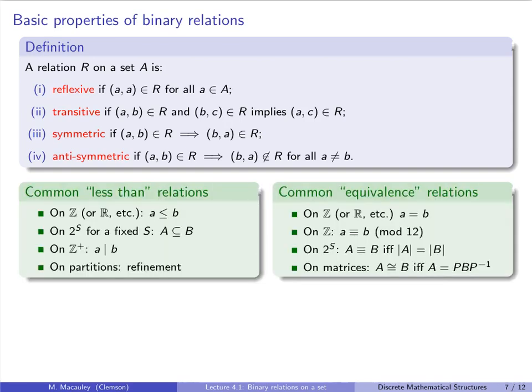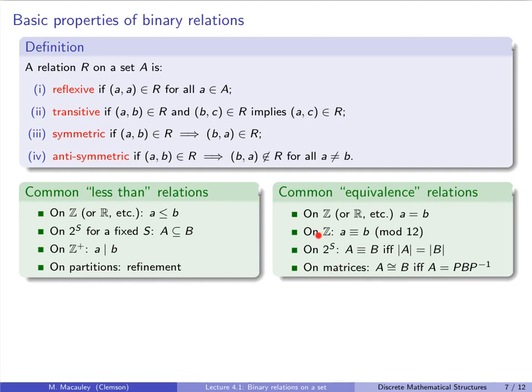Let's now turn our attention back to some of the relations that we've seen and see how many of them satisfy the following properties. So let's start with reflexive. Our less than, or maybe I should say less than or equal to relations. Notice that I've omitted the strict less than and the strict containment. I claim that all of these are reflexive. A is less than or equal to A. A subset is contained in itself. A number divides itself. And every partition is a trivial refinement of itself.